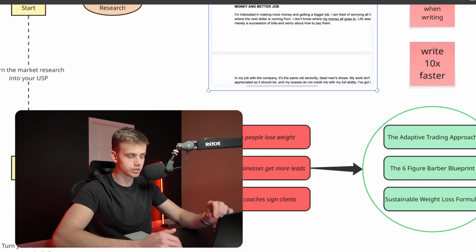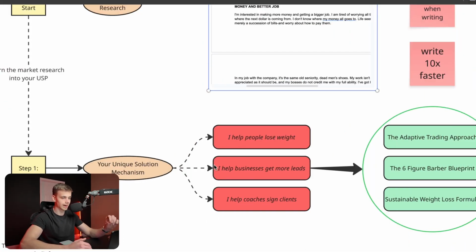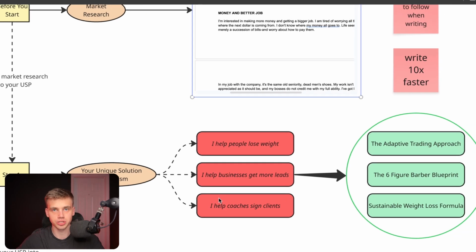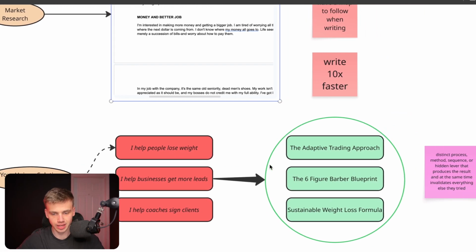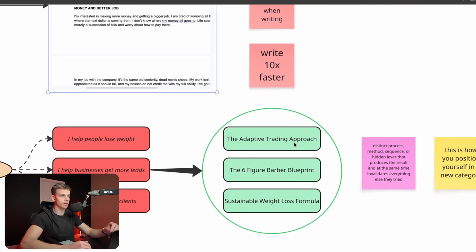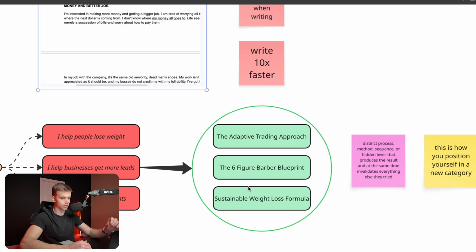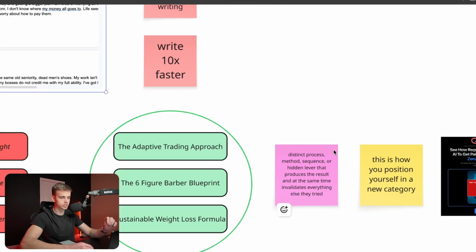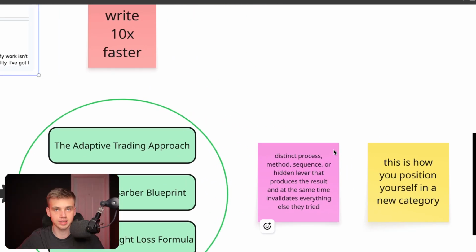Now, how do you actually create your unique mechanism solution? Well, it's not going to be, I help people lose weight. It can't be, I help businesses get more leads. And it cannot be, I help coaches sign clients. That is not a unique mechanism. That is just what you do. Your unique mechanism is going to sound like the adaptive trading approach if you're selling a trading mentorship. It's going to sound like the 6-figure barber blueprint. It's going to sound like the sustainable weight loss formula. This is going to be what separates you from everyone else in the market.